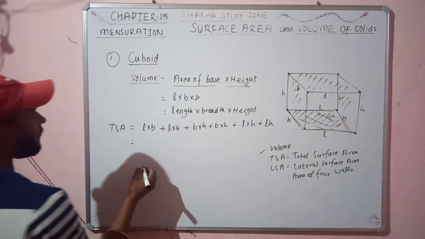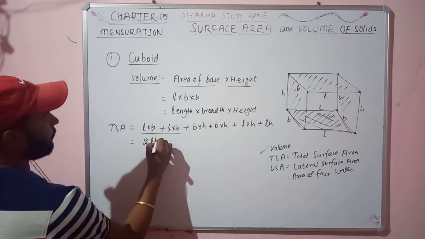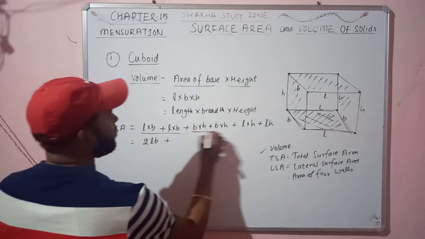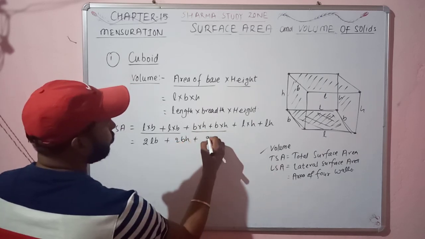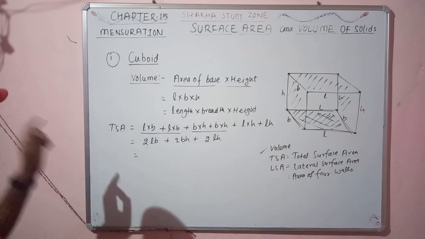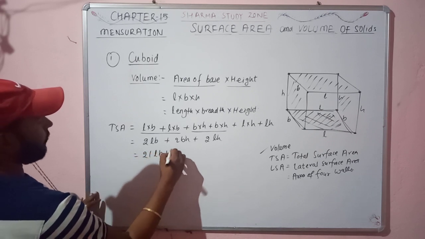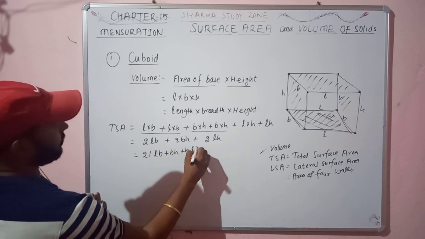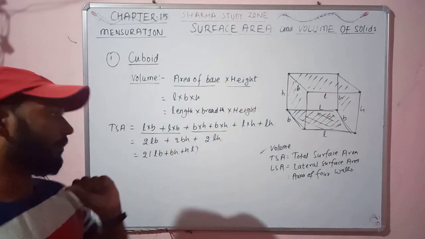Now you can see 2 times, so we can write it like 2LB. And this one is also 2 times, it will be 2BH, and this will be 2LH. When you take common from all these 3 terms, you will get 2 into LB plus BH plus HL. And this is the formula for the total surface area of the cuboid.